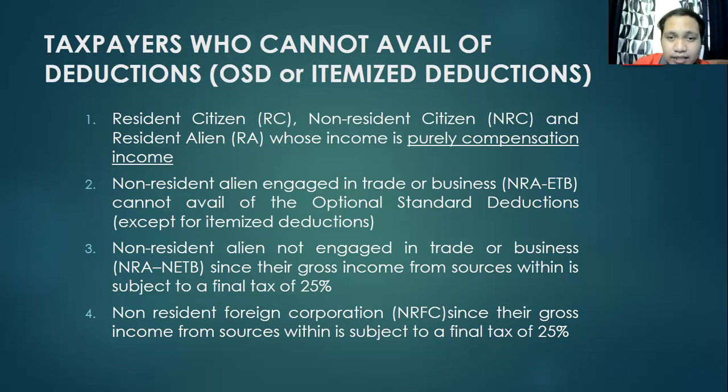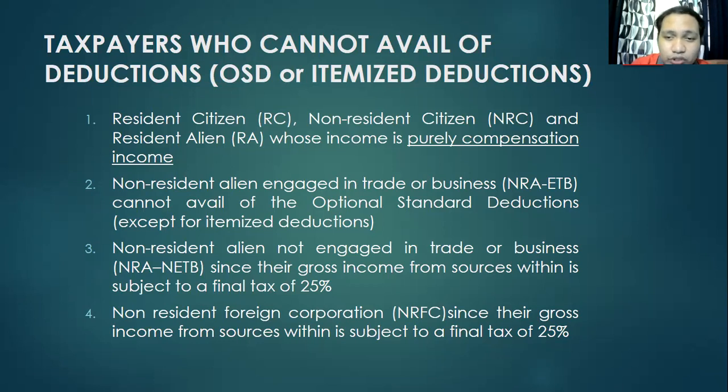Next, non-resident alien engaged in trade or business cannot avail of optional standard deduction. So we'll study ano ba yung optional standard deduction. Pero they may claim itemized deductions. How about non-resident alien not engaged in trade or business? So may kaibahan yan, di ba? Sa assignment ko, the difference between non-resident alien engaged in trade or business and not engaged in trade or business.